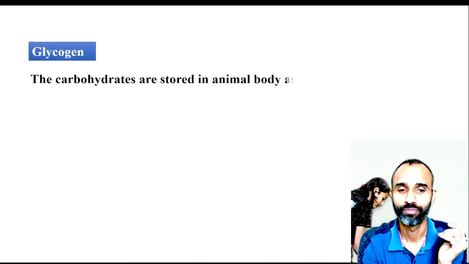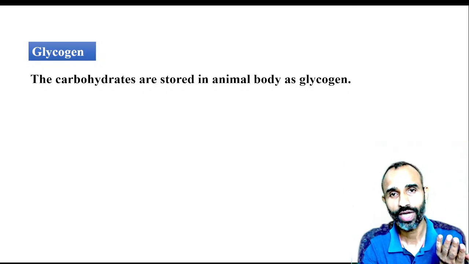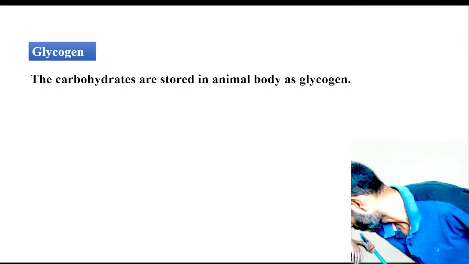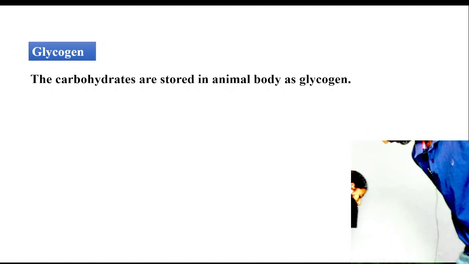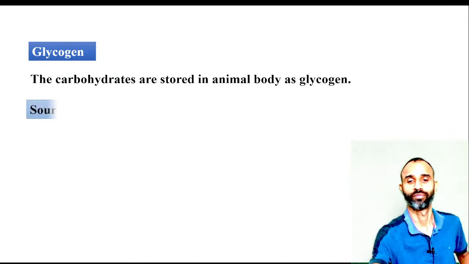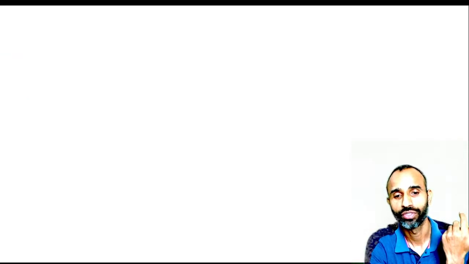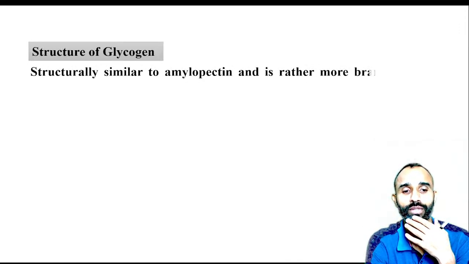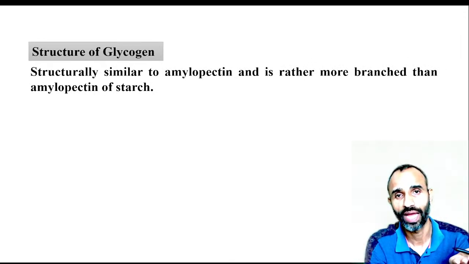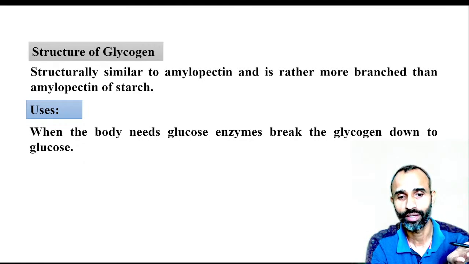Now glycogen, that is also called animal starch. Carbohydrates are stored in the animal body as glycogen. Sources are liver, muscles, brain, yeast. Structurally it is similar to amylopectin, but it is more complex and more branched than the amylopectin of starch. That's why it is stored in the body.